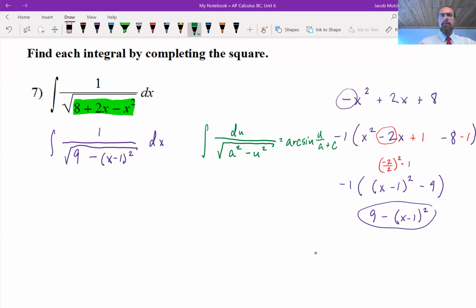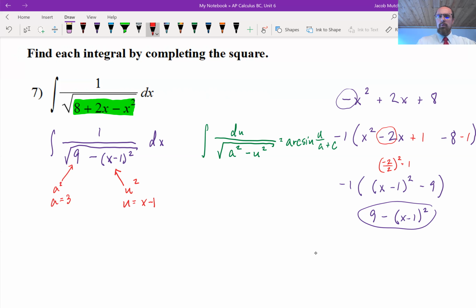So a lot of the work here goes into just rewriting the integrand. Once you've got it rewritten, you just want to identify your parts. So this a squared, again, a is a constant, u is a function. So a squared is going to be our 9. If I take the square root of 9, a is going to be 3. This is important that that's a minus sign. It's got to match the sign. So it's minus, and then my u squared I can identify as x minus 1 squared. So my u is going to be x minus 1.